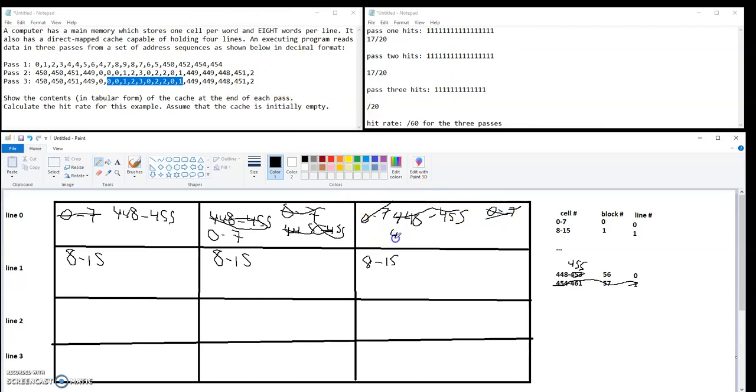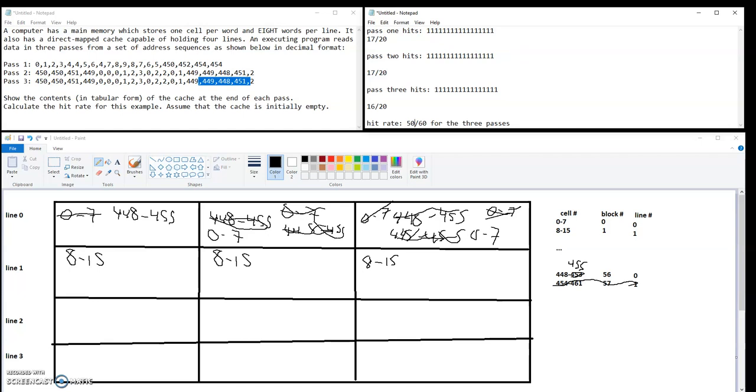Whereupon it is overwritten again by 448 to 455 with that miss, and then 3 more hits. And then it's overwritten, and 0 to 7 is brought back in for 2. And so we end up with this many hits. 1, 2, 3, 4, 5, 6, 7, 8, 9, 10, 11, 12, 13, 14, 15, 16. So the hit rate is 50 out of 60 for the 3 passes.